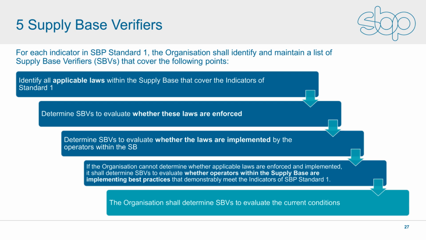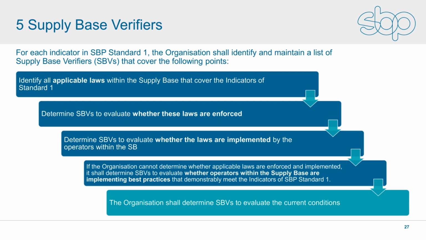Step 4. If the organization cannot determine whether the applicable laws are enforced and implemented, it must determine SBVs that evaluate whether suppliers are implementing best practices that demonstrably meet the indicators of Standard 1. Note that in version 2.1, this step is now explicitly conditional. It applies only when the first 3 steps are inconclusive.